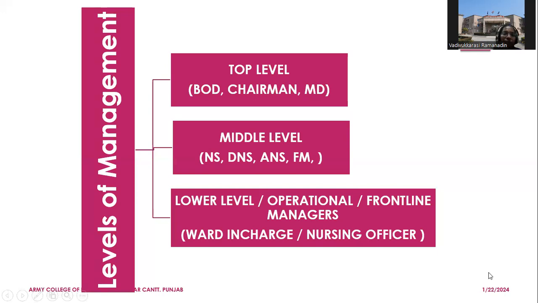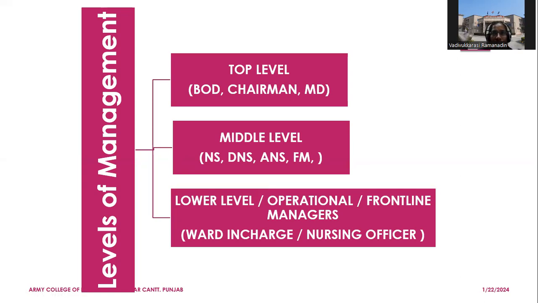So moving on to the levels of management, there are three levels: top level, middle level, and lower level. The top level includes the board of directors, chairman, managing director, all those higher-level people. They are involved in policy making, laying down the rules and regulations, and formulating the objectives, vision, and mission. That is what top level managers do.